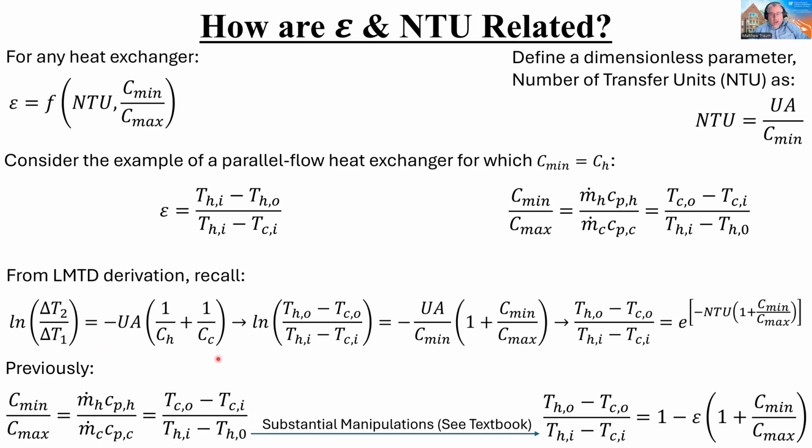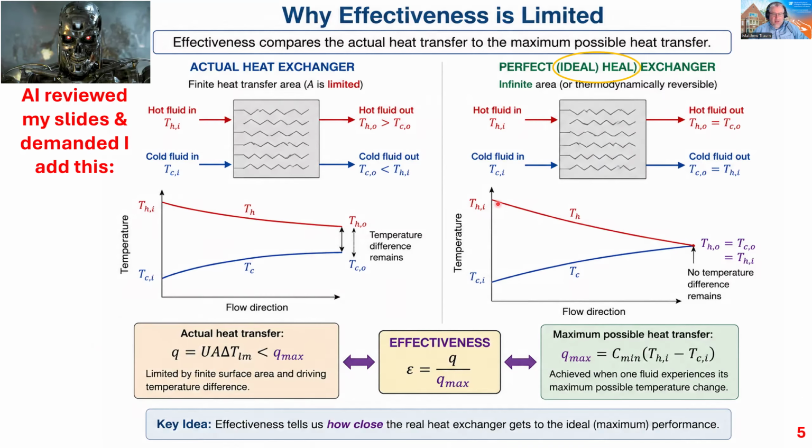Okay, whew. So delta T2 and delta T1, what is that? That's just the hot side outlet minus the cold side outlet in the numerator, and the hot side inlet minus the cold side inlet in the denominator. That's what these represent, because if we go back, that's this, so over here, this change in temperature and this change in temperature. Thank you, AI.